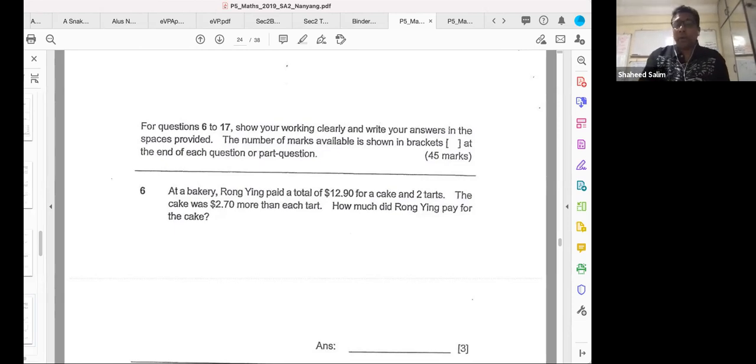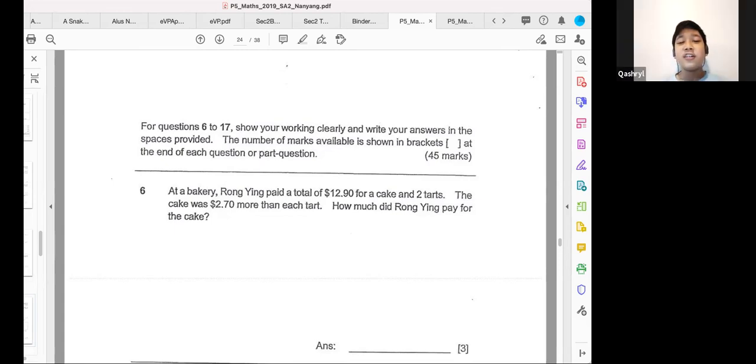You may need to draw a model. Which one is cheaper? Make it one rectangle. And then draw a cake. Shafia, you can. Is it $12? $12.90 plus $2.70, then you get the answer, then you times 2.